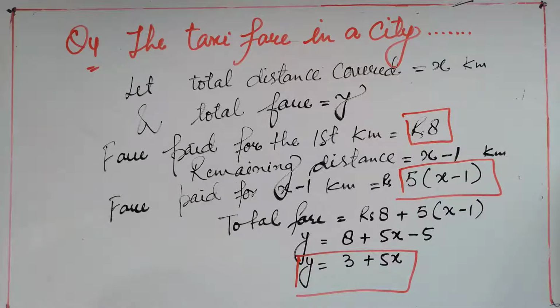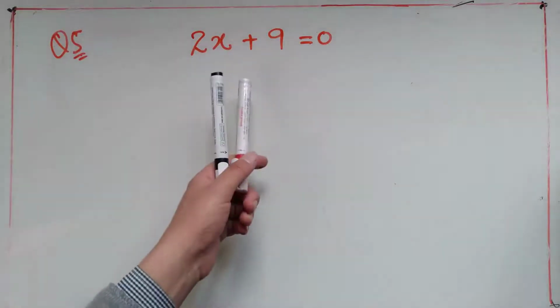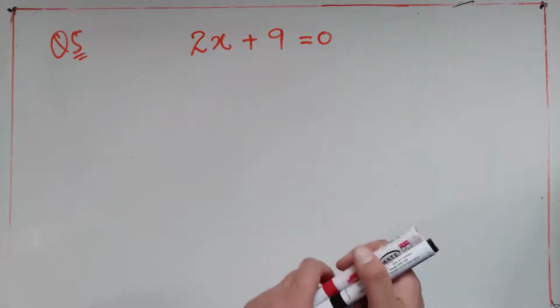Next question is from linear equations in two variables, where you have been given an equation, but the equation is only in one variable. So you have to draw its graph in one variable as well as in two variables. That means you should have two equations. One equation should be in one variable, which is over here, and the second equation should be in two variables to plot the graph.